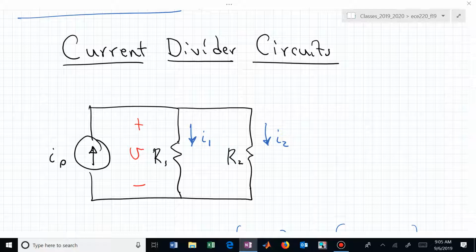But here you just have the single independent current source, so there's no other current that could arise magically in that circuit. The value of that source current has to be split somehow between R1 and R2, and our objective now is to determine what I1 looks like, maybe in terms of R1, R2, and I sub s, and what a formula for I sub 2 looks like.